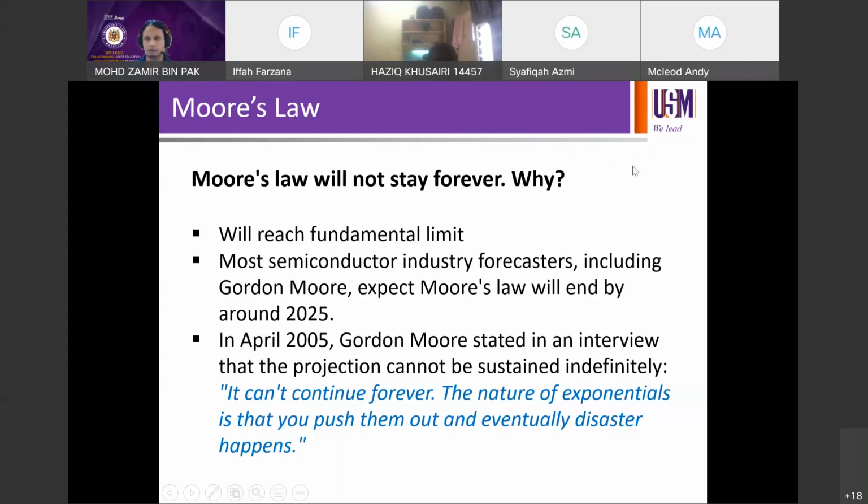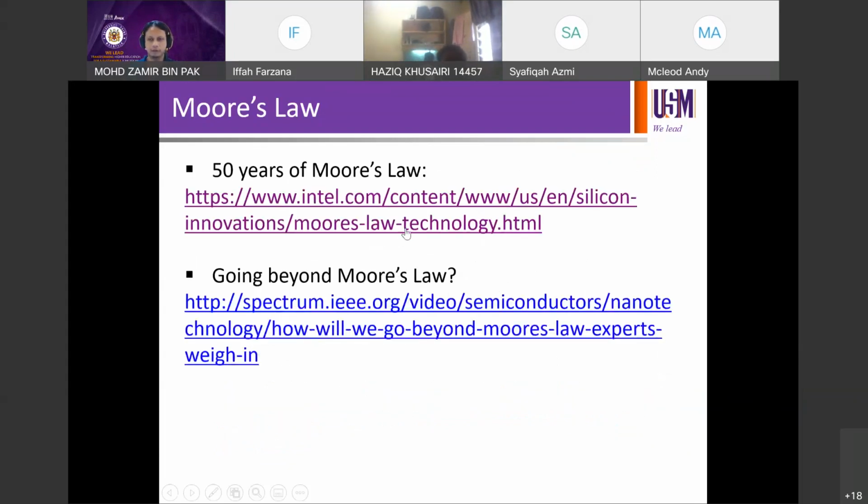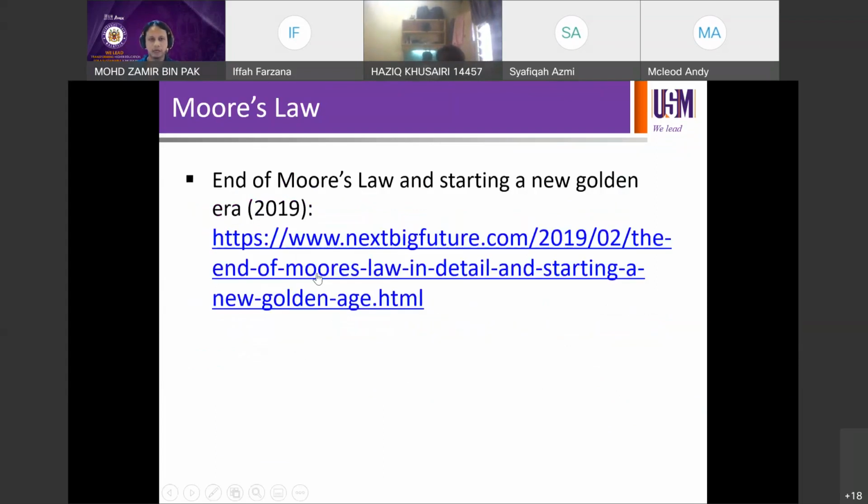And in terms of the size, it's no longer capable, and we're going to need a new technology in the equation, right? Approaching the size of atoms, which is a fundamental barrier, but it will take about 2 or 3 generations before we get that far. So in terms of the capability of the equipment, it's already difficult to realize. So you can go and read this article about the 50 years anniversary or 50 years achievement of Moore's law. What have you got up to this point? What has been overcome and what is there still to overcome in the next few years, right?